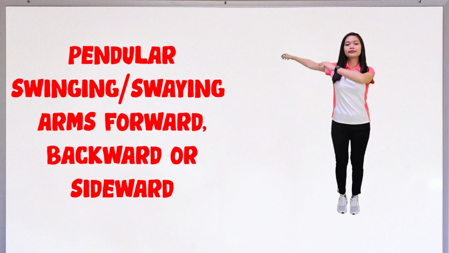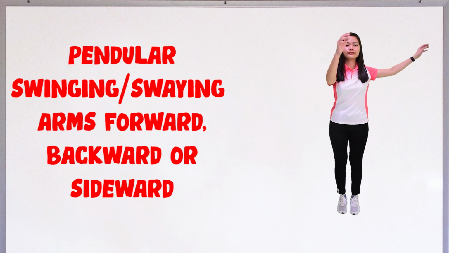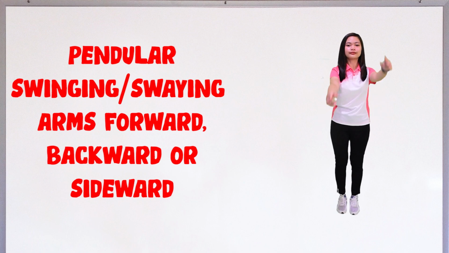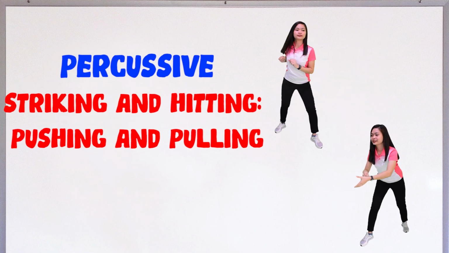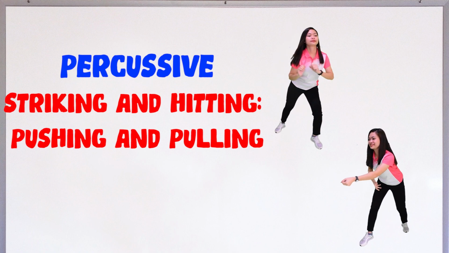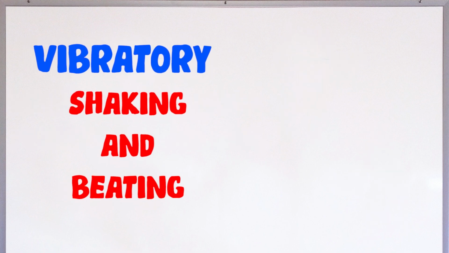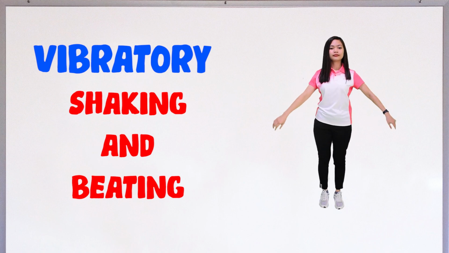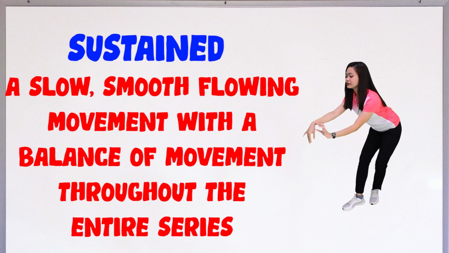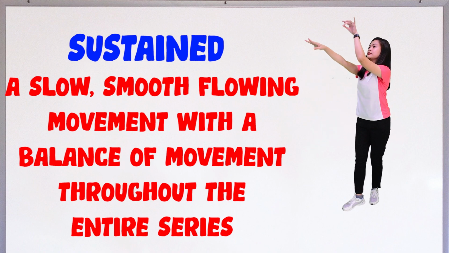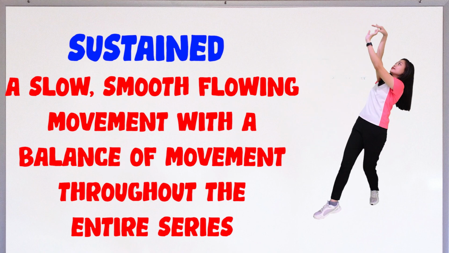Pendular. Swinging or swaying arms forward, backward, or sideward. Percussive. Striking and hitting, pushing and pulling. Vibratory. Shaking and beating. Sustained. A slow, smooth-flowing movement with a balance of movement throughout the entire series.